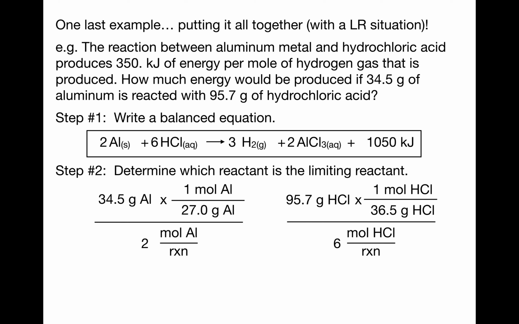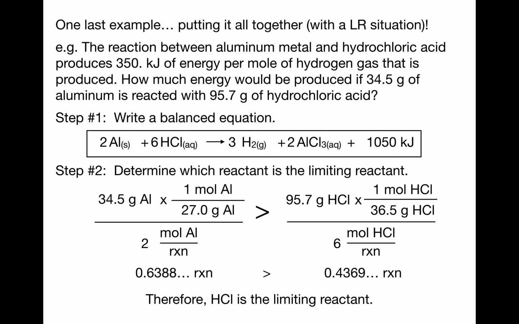Once you take all of that together, you find out that you have enough aluminum to go through the reaction a little more than 0.6 times, and you have enough hydrochloric acid to go through the reaction a little more than 0.4 times. Of course, the 0.4 times that you can get through with the hydrochloric acid is less than the 0.6 times you can get through with the aluminum. As a result, the hydrochloric acid is the limiting reactant.